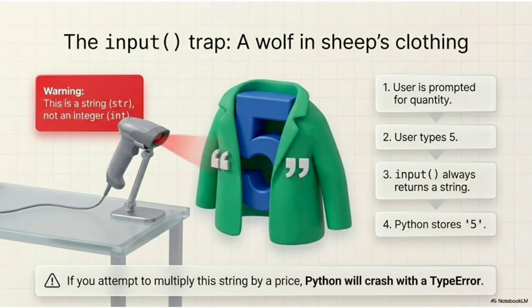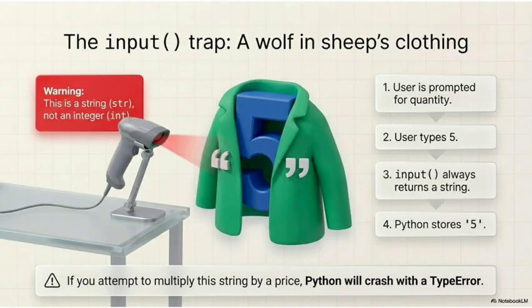This is one of the most common traps new Python developers fall into, so pay really close attention. Follow the steps on the right. You prompt the user for a quantity. They type the number 5, and Python stores it. Seems fine, but step 4 is a problem. Input always returns a string. Always. The user typed a number, but Python stored the string value of 5 with quotes, not a numeric value.